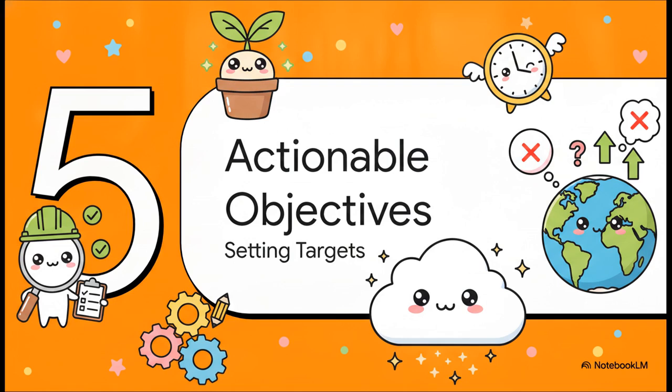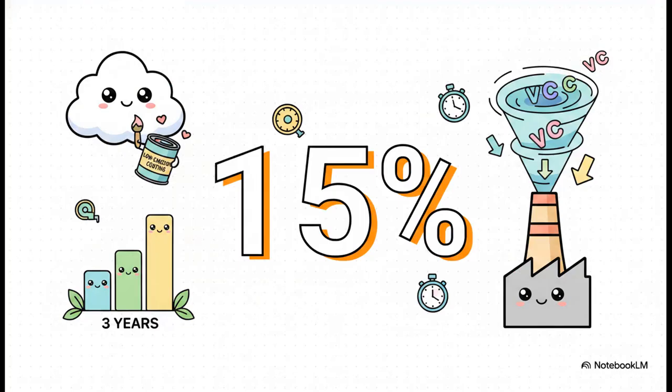Finally, we reach Section 5, Setting Actionable Environmental Objectives. This brings us to the resolution phase under Clause 6.2. Look, identifying significant aspects is pretty useless if you don't take action. To prove measurability, your objectives have to rely on quantitative targets. For example, setting a hard 15% reduction target for volatile organic compound emissions over a 3-year period.